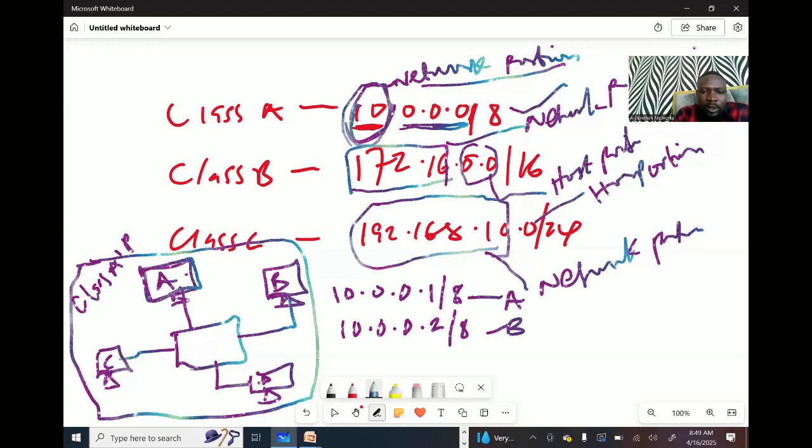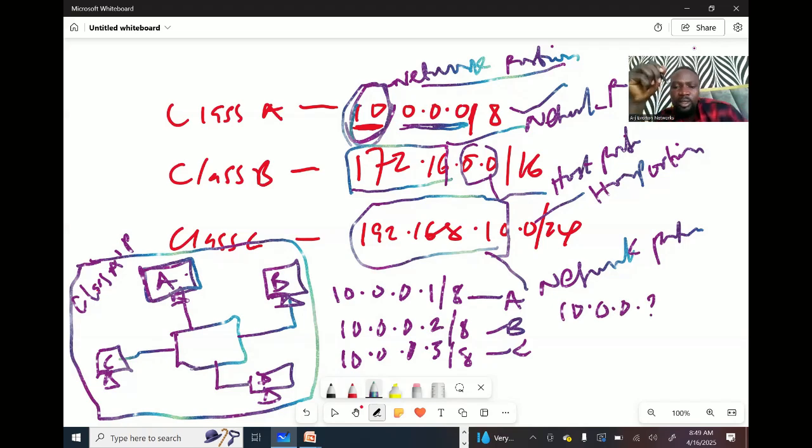Our system C will be 10.0.0.3/8. This is for system C. System D will be 10.0.0.? Comment in the comment section what system D will be in the class A IP address. Go and comment.